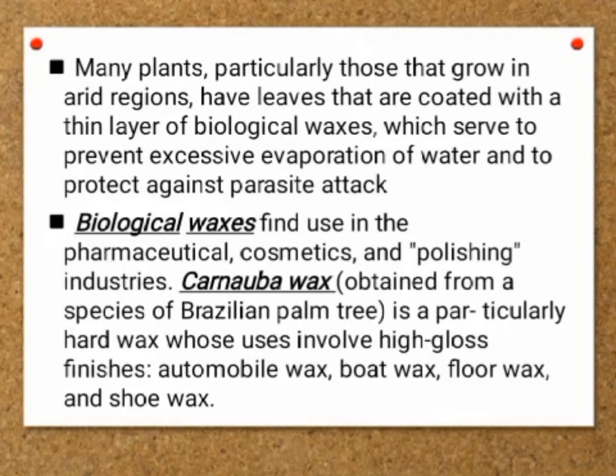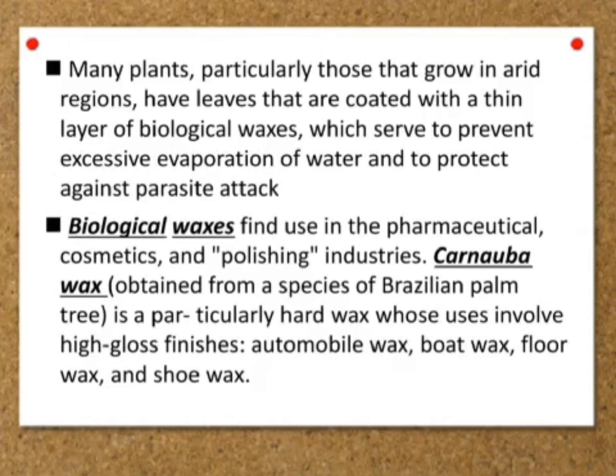Many plants, particularly those that grow in arid regions, have leaves that are coated with a thin layer of biological waxes, which serve to prevent excessive evaporation of water and to protect against parasite attack. Biological waxes find use in pharmaceutical, cosmetics, and polishing industries. Carnauba wax, obtained from a species of Brazilian palm tree, is a particularly hard wax whose uses involve high gloss finishes: automobile wax, boat wax, floor wax, and shoe wax.